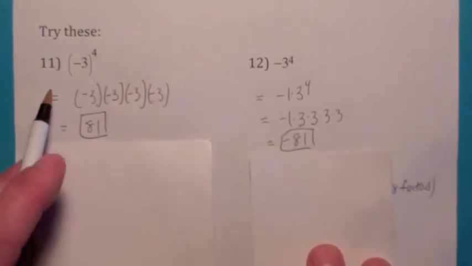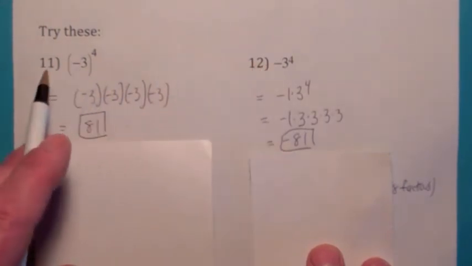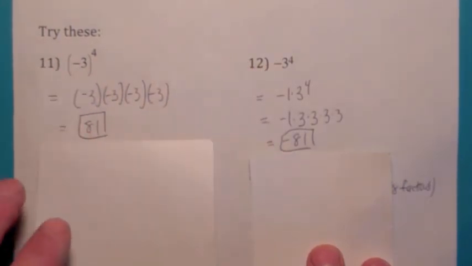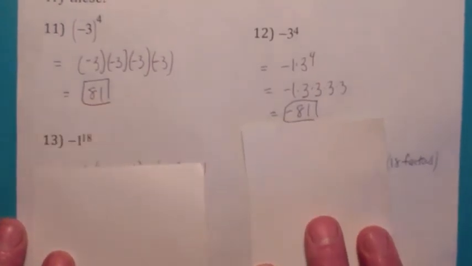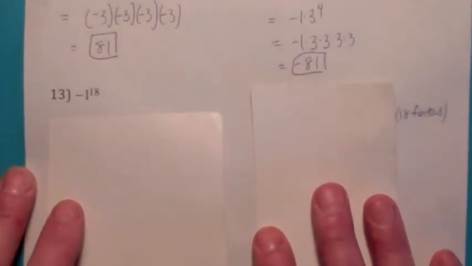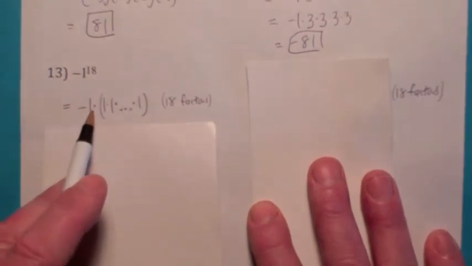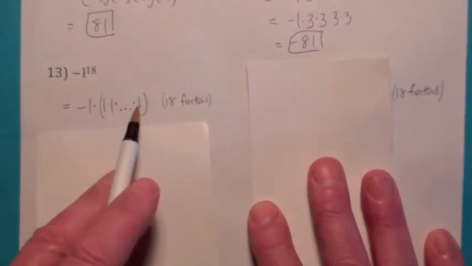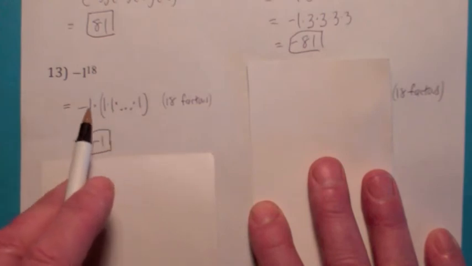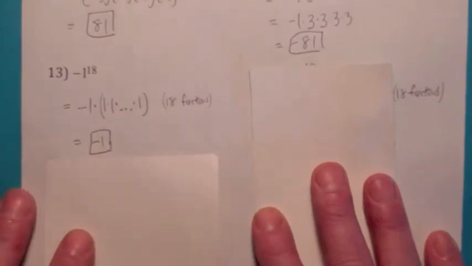So problems 11 and 12 are really the essence of this whole section, that you understand the difference between those. Okay, let's do a few more. No parentheses present, so the negative is not part of the base, so it's really negative 1 times 18 factors of 1. Well, 18 factors of 1 is just 1, so it's negative 1 times 1, which is negative 1.